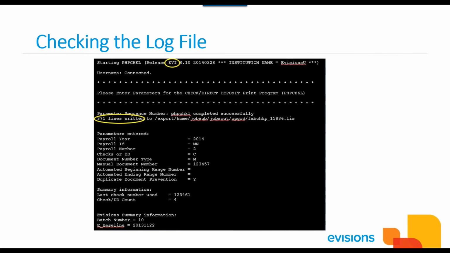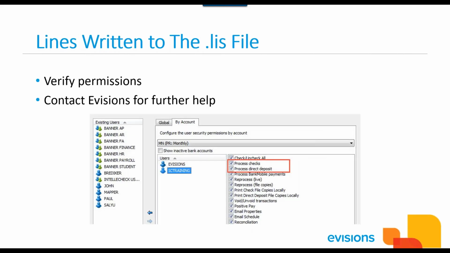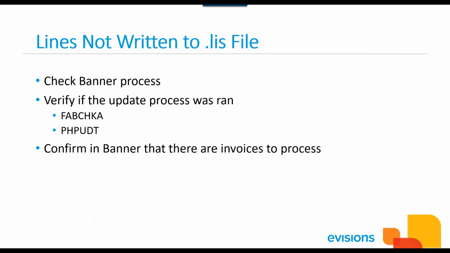Next, we would like to confirm that lines were being written to the list file in the log file. If lines were written, please check with your administrator to make sure that you have the proper permissions for the bank code. Not having proper permissions will produce this message when there are payments to print. If you continue to have issues, please contact eVisions for further assistance. If there were no lines written to the list file, something may have gone wrong during a prior process. Verify if the update process was run after the last check run, either the FABCHK A or PHP update process.